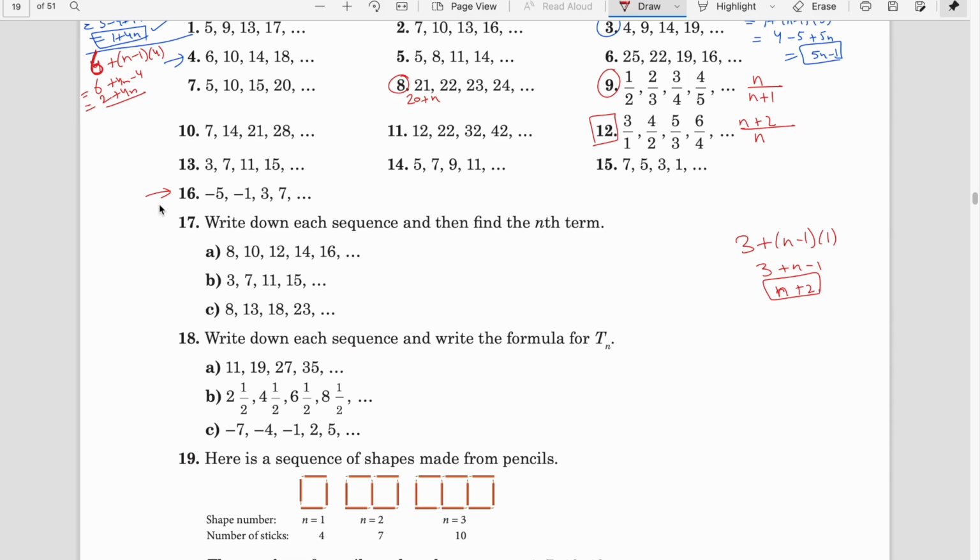Ali, how is it minus 4? Observe that the values are increasing. D should be positive. So d, the difference, is plus 4. So a plus n minus 1 into d. Minus 5 plus 4n minus 4, so it is 4n minus 9.